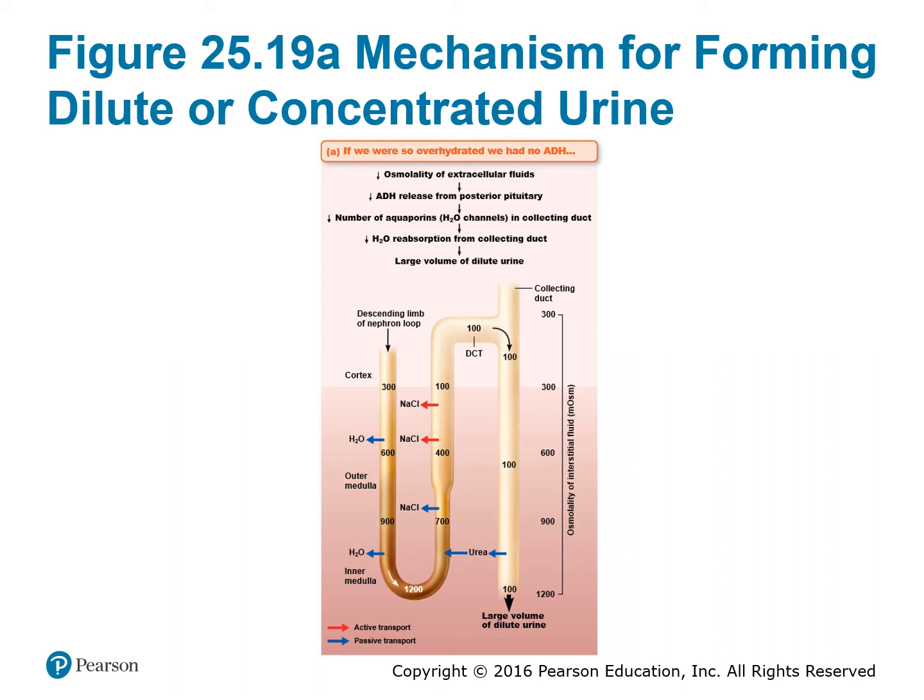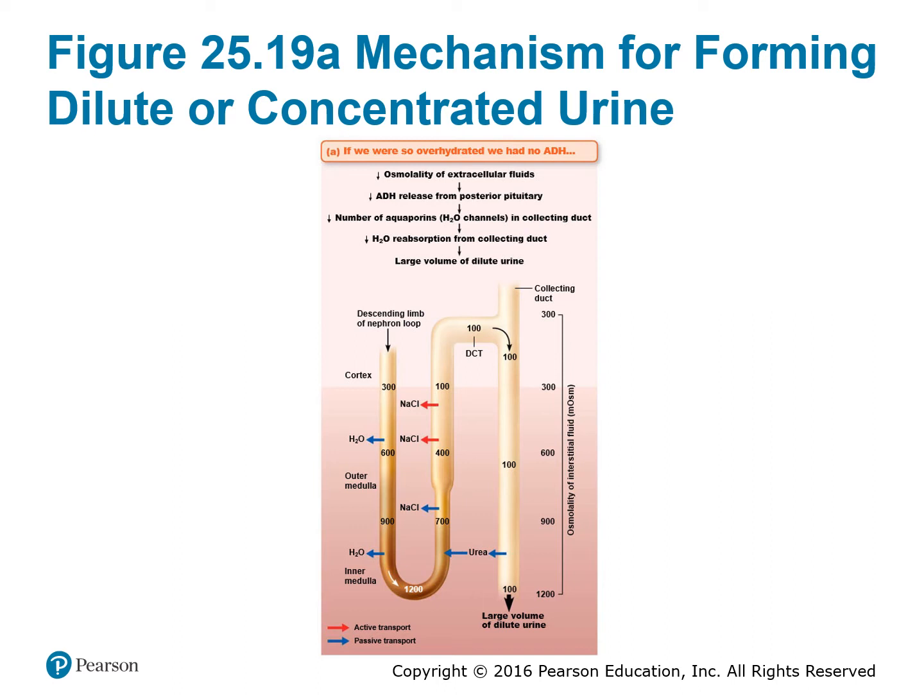If we were so overhydrated that we had no ADH, you'd see decreased osmolality of extracellular fluids, decreased ADH release from the posterior pituitary, decreased number of aquaporins in the collecting duct, decreased water reabsorption from the collecting duct, and then a large volume of dilute urine. You can see what's happening right here.